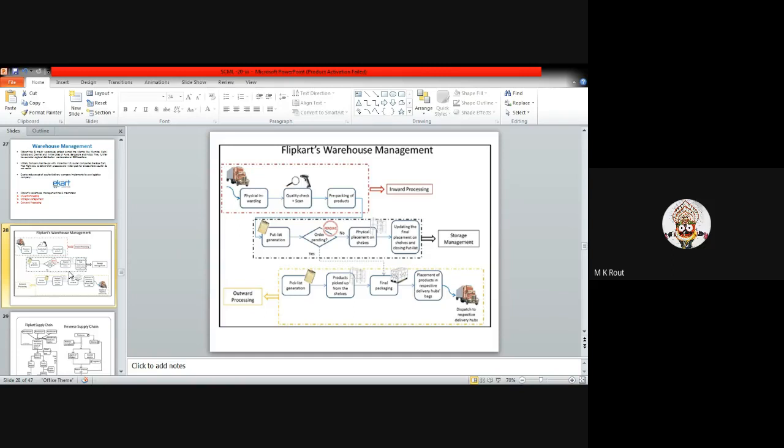That means it is starting from final packaging. Sorry, it is directly included in case of final packaging, and from final packaging to the placement of product into respective delivery hub bags, and finally through the dispatch truck it reaches the customer. But in case of final packaging, the outward processing step also includes put list generation, product pickup from the shelf, and final packaging should be done. So these are the three important components of your warehouse management: inward processing, store management, and outward processing.